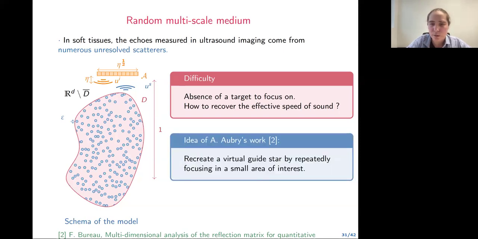So the idea of Alexandre Aubry's work is the following. What he does, and with his team, he recreates a virtual guide star. So before, the reflector was, if you want, a guide star that you could focus on to retrieve your speed of sound. Here he recreates a virtual guide star by repeatedly focusing in a small area of interest. So the guide star is going to be the equivalent of our bright spot on the image, and repeatedly is to get rid of the randomness.